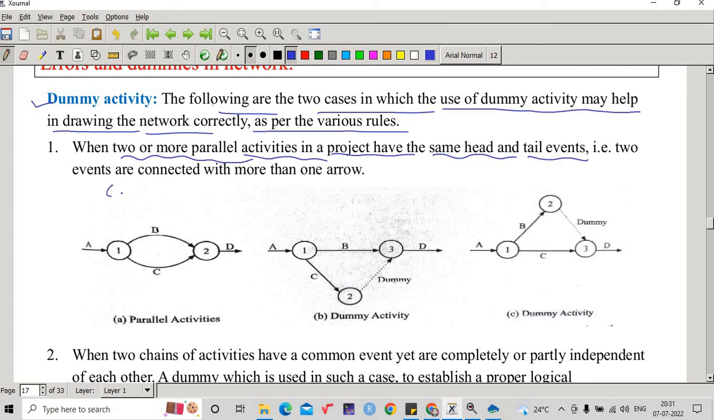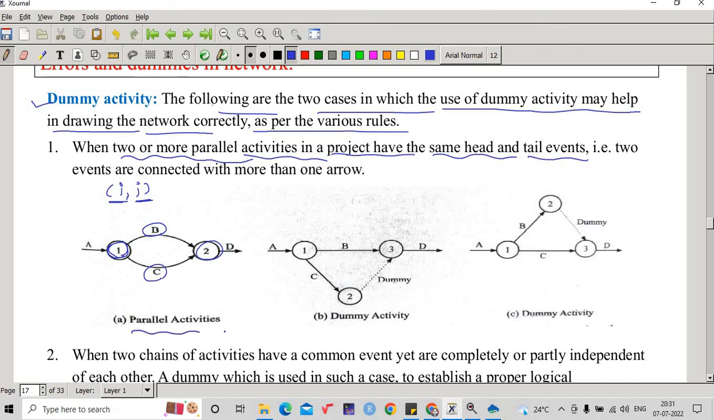Suppose I am having the ith event and the jth event. I'm sorry, I'm confusing the nodes and events. Between these two nodes i and j, suppose I am having parallel activities like this. Suppose node 1 we have considered, node 2 we have considered, and we are having two activities in between. B is being carried out from 1 to 2 and C is being carried out from 1 to 2 once again. So these are called parallel activities. We'll try to avoid that.